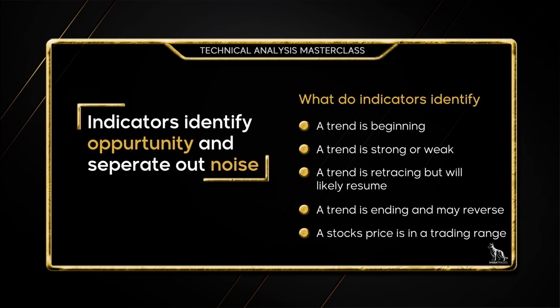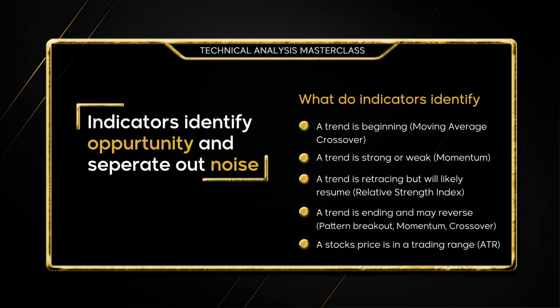We'll apply concepts like these different indicators. For identifying beginnings of trends, we might use a moving average crossover, a momentum indicator for strength of the trend, and the relative strength index to figure out if it's going to retrace but then likely resume the trend. How can we identify that? We use the RSI, or the relative strength indicator.